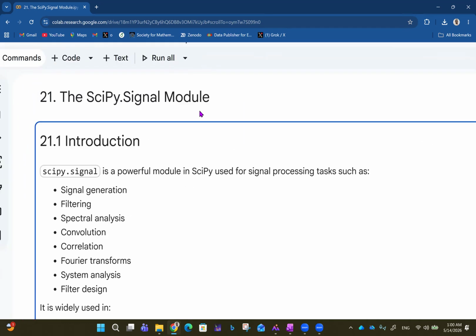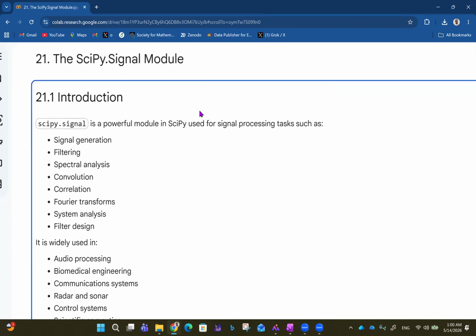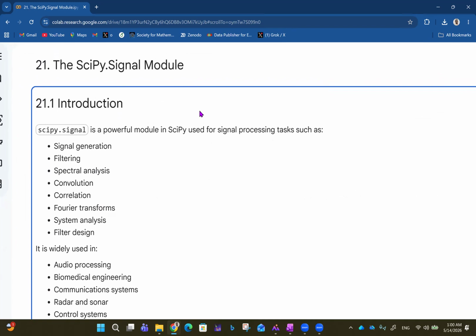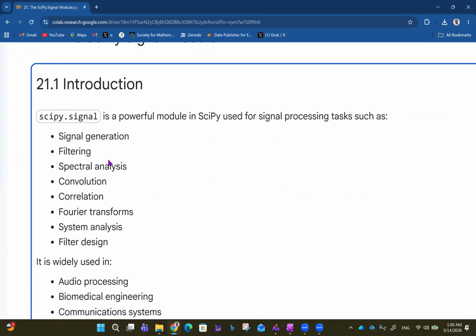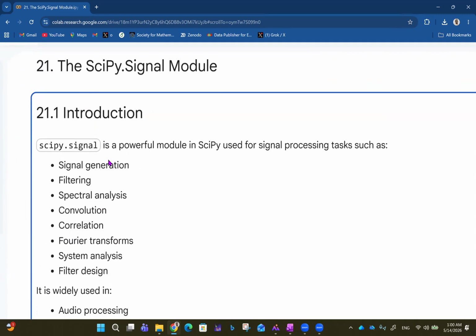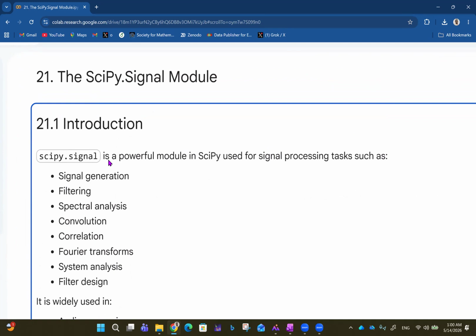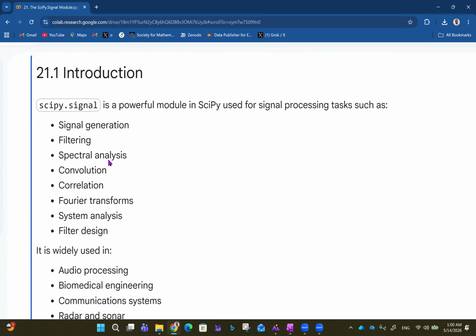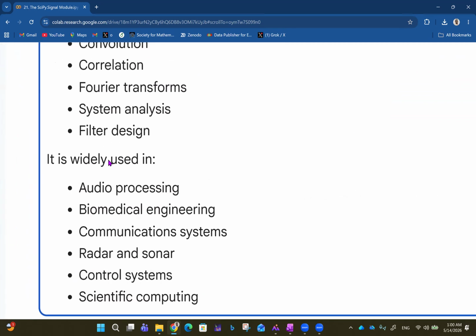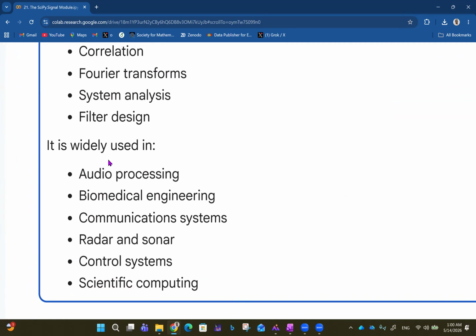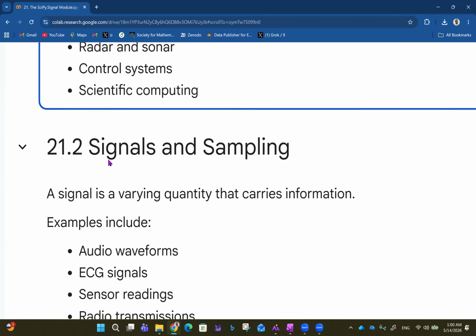SciPy.Signal is a powerful module in SciPy used for signal processing tasks such as signal generation, filtering, spectral analysis. By the way, I have a spectral analysis playlist already. You want to check that out if you want to know the nitty-gritty of these things. Then convolution, correlation, Fourier transforms, system analysis, filter design, and it is widely used in audio processing, biomedical engineering, communication systems, radar and sonar, control systems, and of course, scientific computing in general.